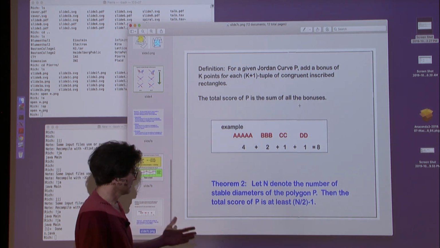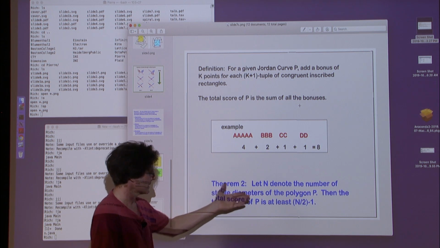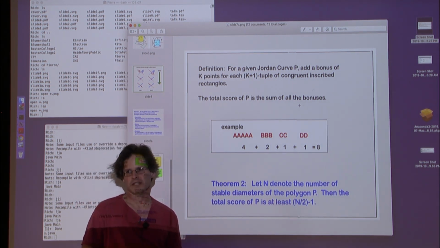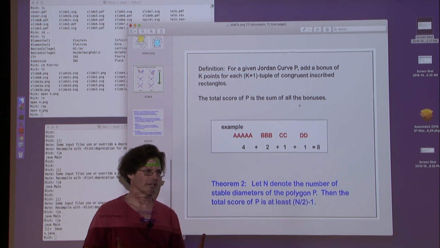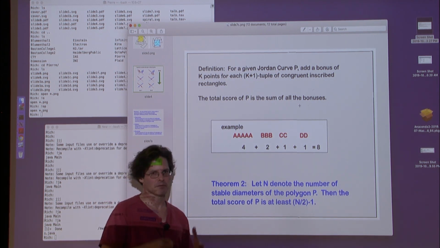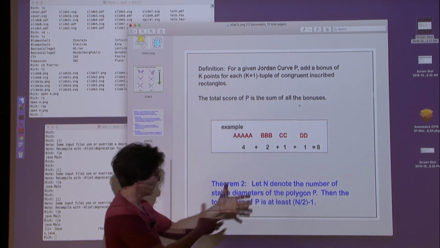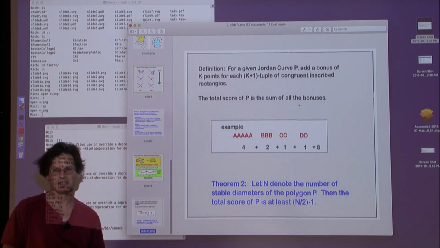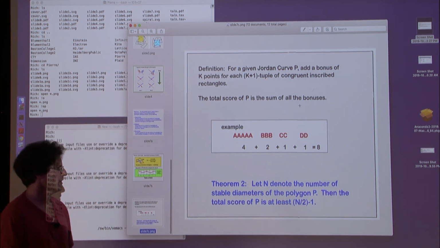Then the theorem is that if you have n stable diameters, then the total score is at least n over 2 minus 1. So in other words, if you have a very complicated polygon, then you have a huge number of kind of coincidences of inscribed rectangles, pairs or triples of rectangles that are isometric to each other. Does that make sense?